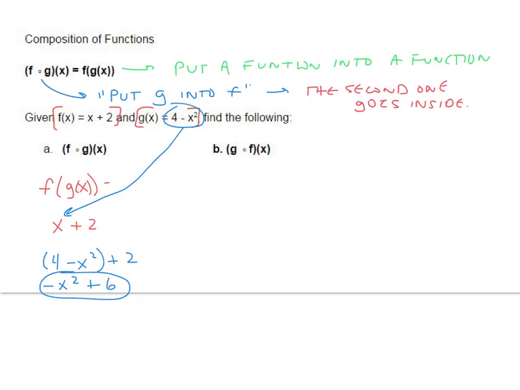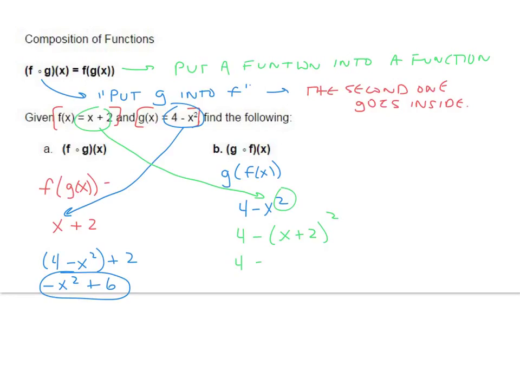Let's look at how it's different when I switch them around. So this one's going to be g of f of x, and f of x is going to go to the inside. Well, if I start out with g, I'll have 4 minus x squared, and I'm going to take f of x and literally put it in for x. So I've got 4 minus x plus 2 squared, because I'm literally putting in whatever function f is for the x in the g function.